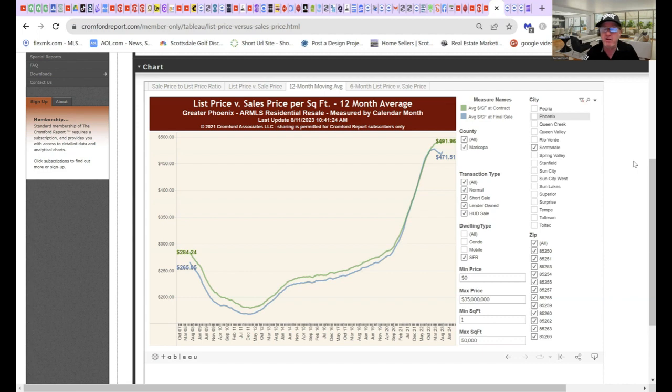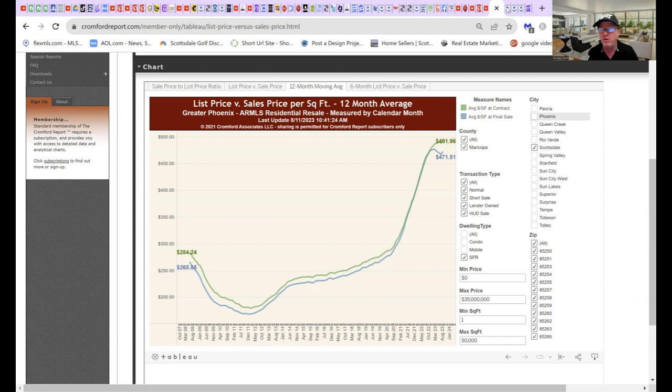So when we're collecting this data, first we're going to start out general, including all zip codes and price ranges in Scottsdale. And the average list price is $491 per square foot. The average selling price is $471 per foot.